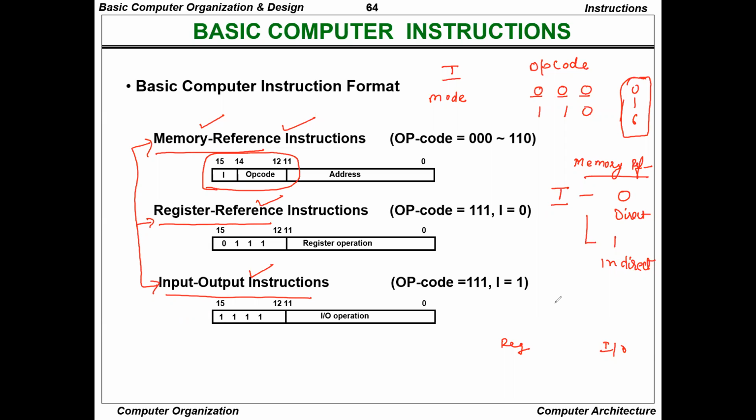ठीक है, तो इसके लिए आपका जो ऑप कोड है उसकी वैल्यू क्या होगी? उसकी वैल्यू होगी 1 1 and 1. I hope you have understood, because अगर वैल्यू 000 से लेकर 110 होती तो it would have been memory reference। तो उसके अलावा सिर्फ एक ही वैल्यू बची है 1 1 and 1। अगर आपके ऑप कोड की वैल्यू 111 है तो अब हमें चेक करना है कि whether it is register reference और whether it is input output.